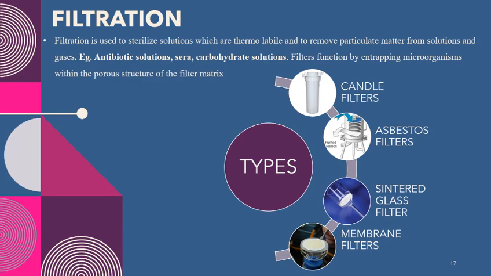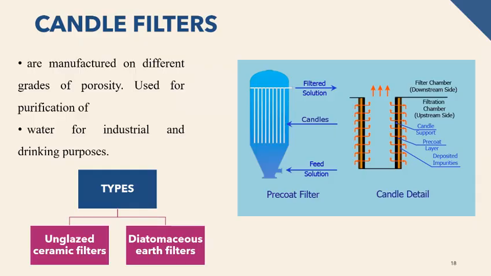The first type is candle filters. Candle filters are used for large volumes, but they may allow viruses to pass. The best candle filters are the Chamberland and Berkefeld filters. There are two types: unglazed ceramic filters and diatomaceous earth filters, which are made from porcelain or diatomaceous earth material.